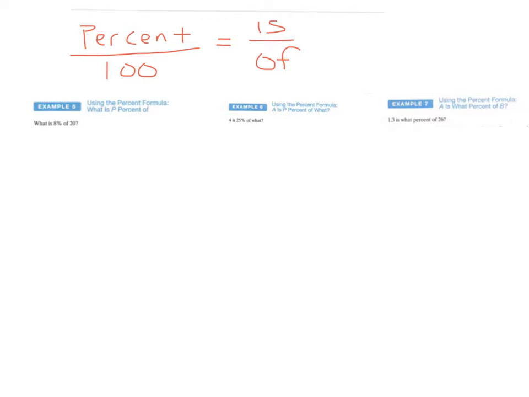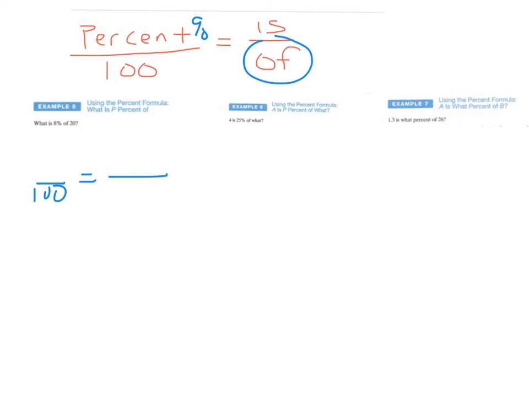So what we're going to use is this formula called percent over 100 is over of. And we're going to look for the of, and we're going to look for the percent symbol to do this problem. So let's look at our first one. What is 8% of 20? So I'm going to set up a proportion. Automatically, I'm always going to make the first one 100.